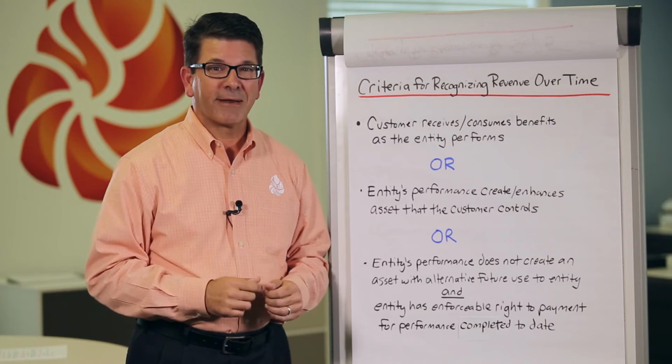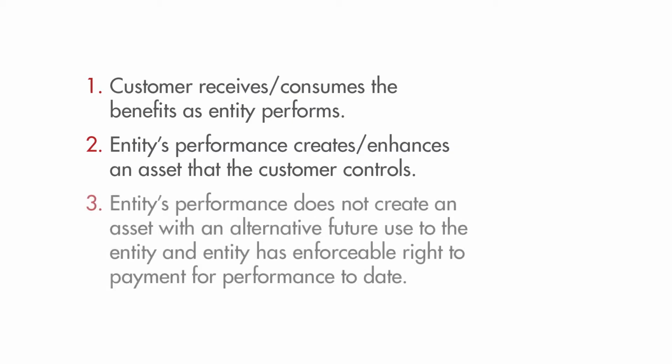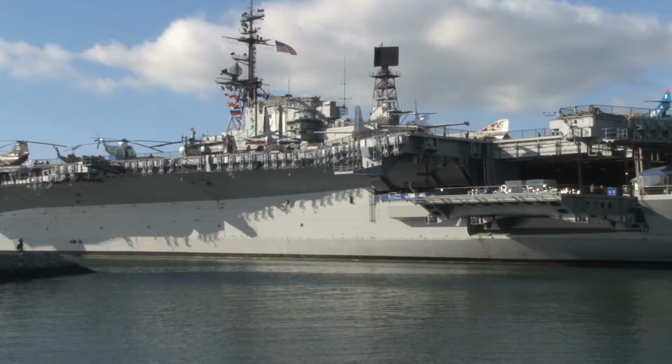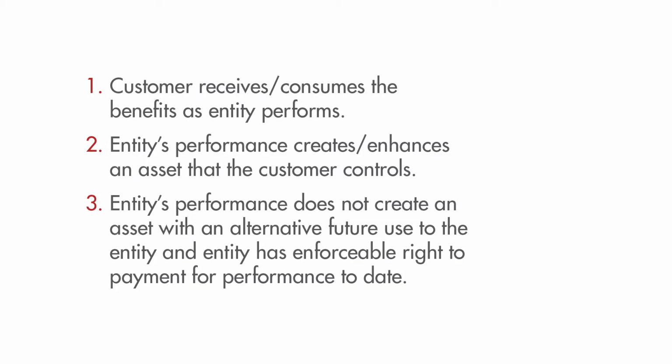The third criteria for revenue recognition over time is the entity's performance does not create an asset with alternative future use to the entity, and the entity has enforceable right to payment for performance completed to date. Let's take a look at the General Dynamics example again. Does a nuclear submarine have alternative future use to General Dynamics? Doubtful, because they're not exactly allowed to sell the nuclear submarine to another country. So actually, General Dynamics would qualify under the third criteria as well for revenue recognition over time.